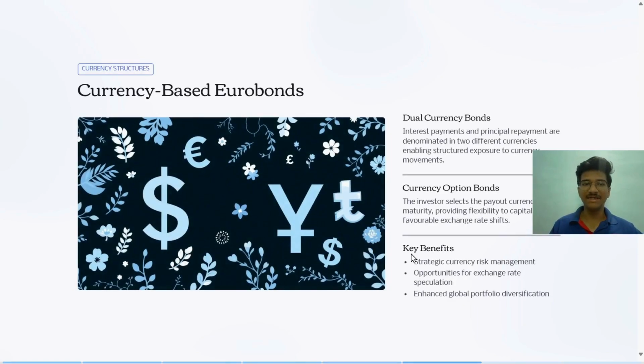Then we have currency-based Eurobonds. So first is dual currency. As the name suggests, we have more than one currency involved in the transaction. For example, many a times it happens that the interest payment which is received by the investor is in one currency, and the principal amount which gets back to them at the maturity date is of a different currency. So there are two currencies involved in this transaction. Then we have currency option bonds. It is similar to the same.